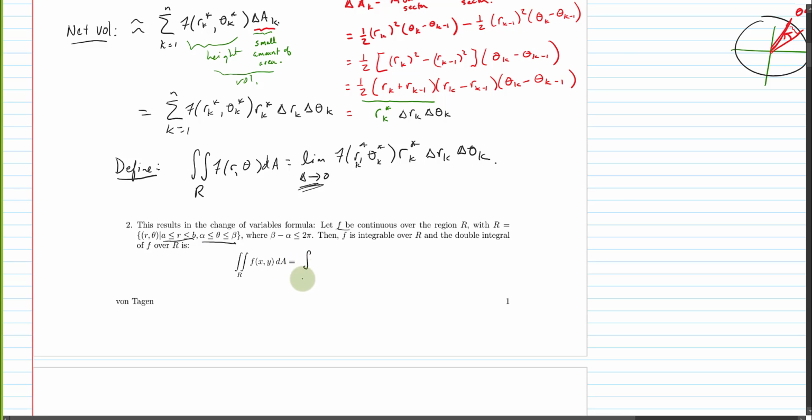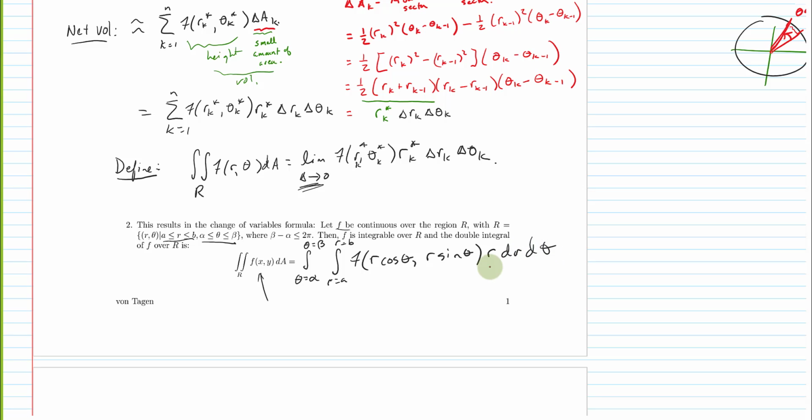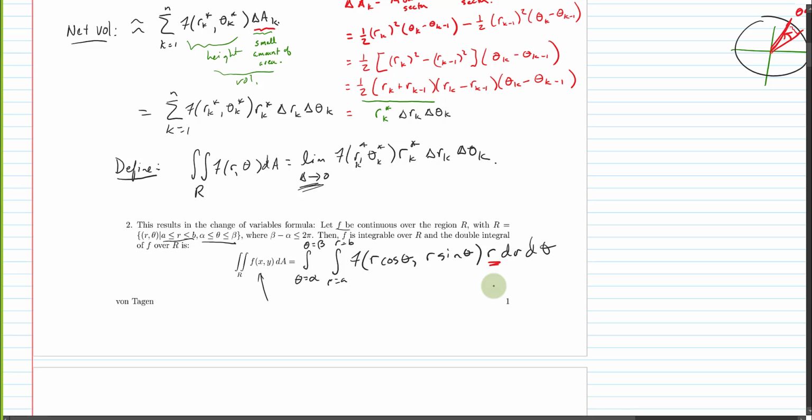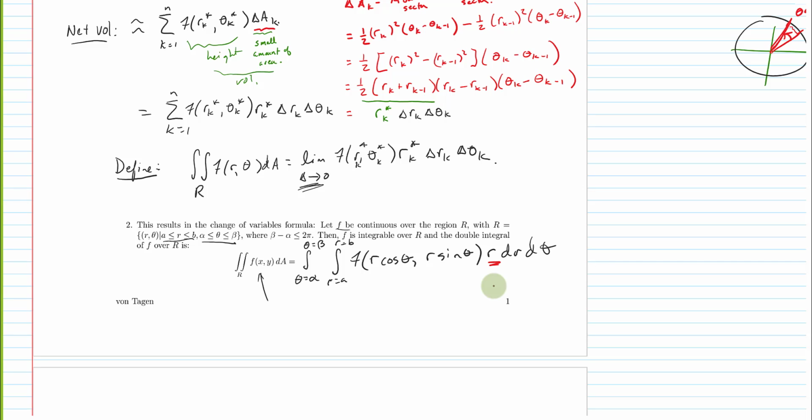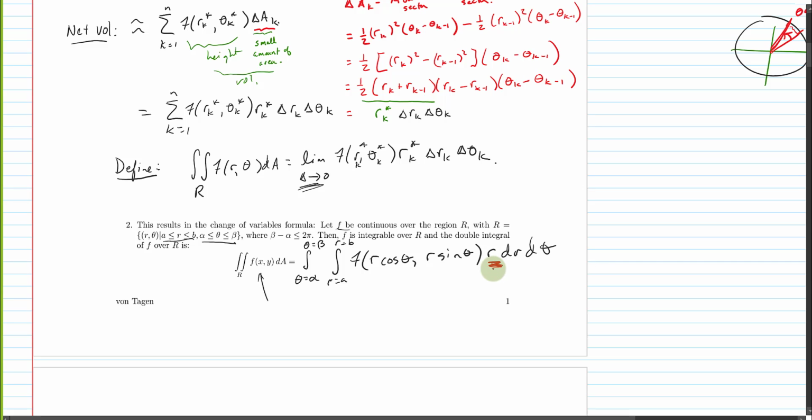then we can go ahead and say, here's our substitution. This is the integral from theta equals alpha to theta equals beta of the integral from r equals a to r equals b of f of, and then I'm going to do the substitution that we've always done when we substitute into polar coordinates. This is going to be r cosine theta, comma r sine theta, and then here's the r dr d theta. And it's absolutely essential that you not lose track of that r dr d theta. If you do a polar substitution and you don't have that r dr d theta, you haven't actually transformed it into the polar coordinate system.